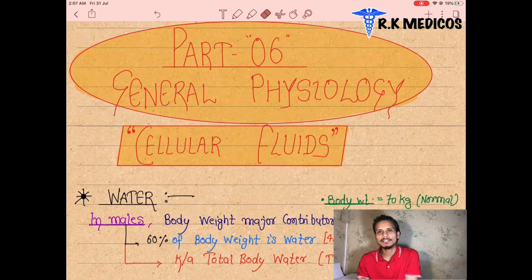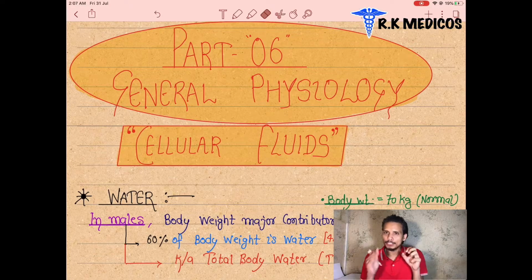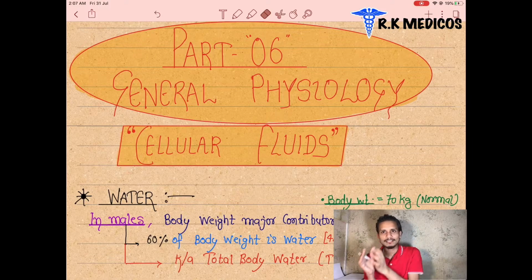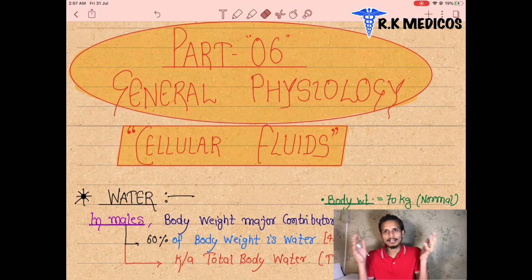In this section we are going to discuss general physiology part 6, and inside it we are going to discuss cellular fluids. What is cellular fluid? Basically, it is the amount of fluid which is present inside our cell, in between the cells, and outside the cell, or just outside the RBCs. These are all different types of volume.